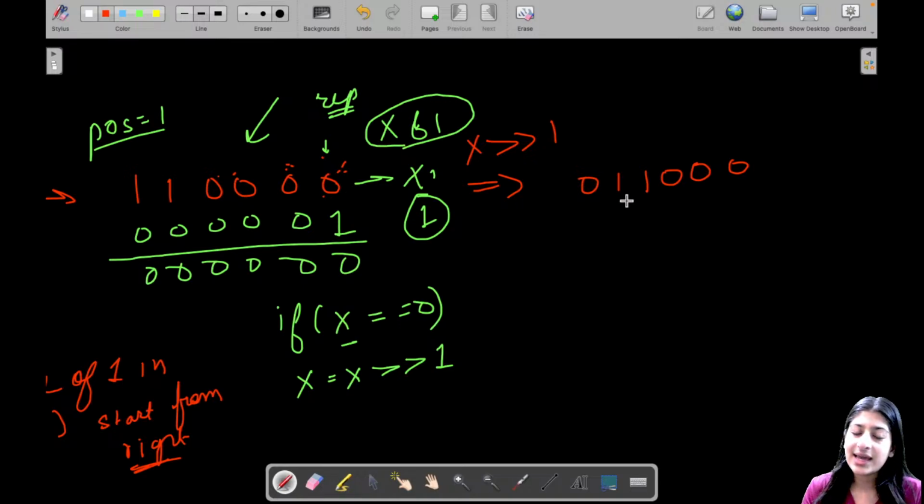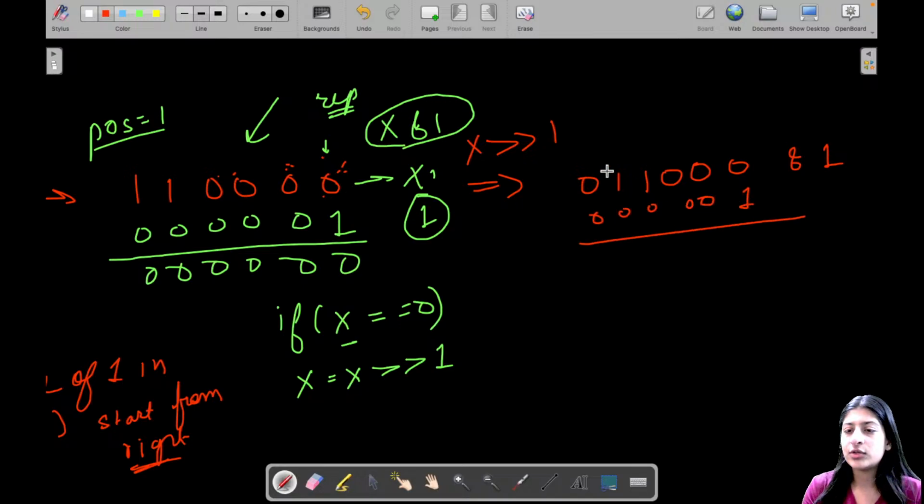Now you are doing again its AND with 1. So its AND with 1 is going to look like what? 0 0 0 0 0. Its AND with 1 will be 0 only. Every rest of the things also 0. So again your x AND 1 has come out to be 0, so your a is 0 again.